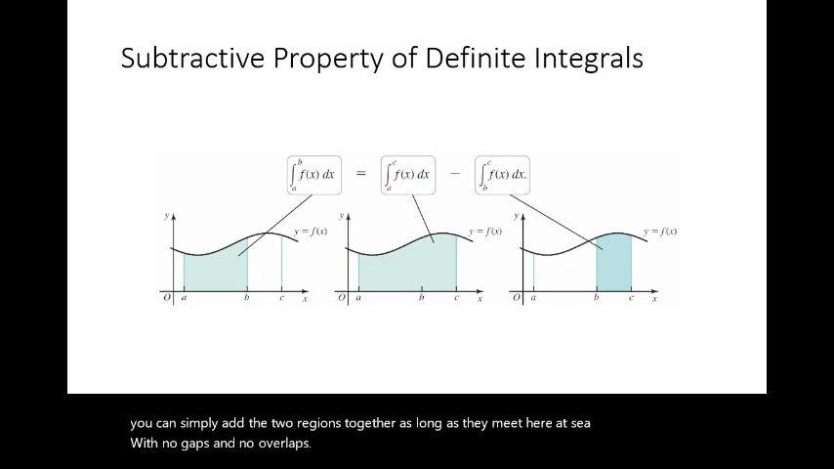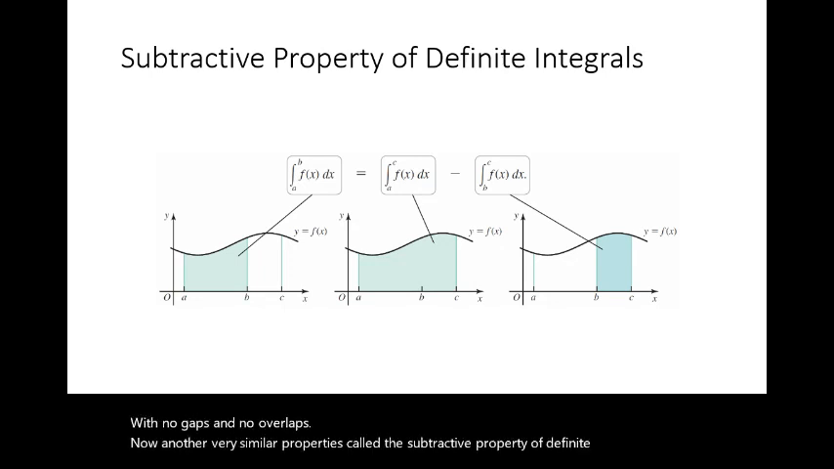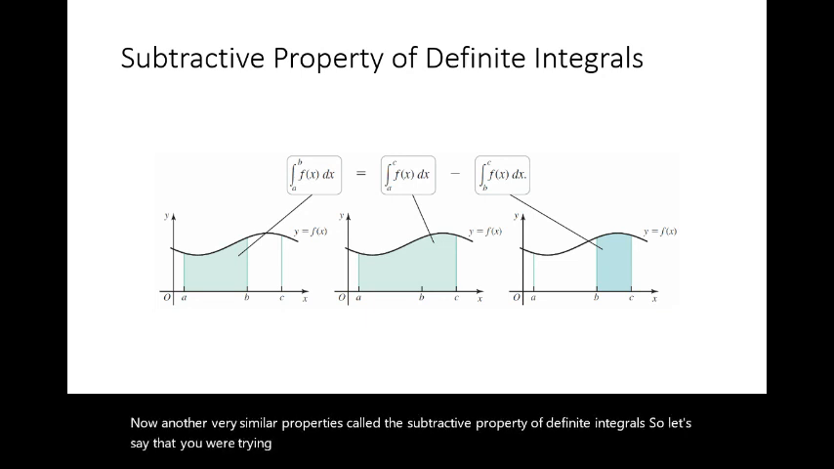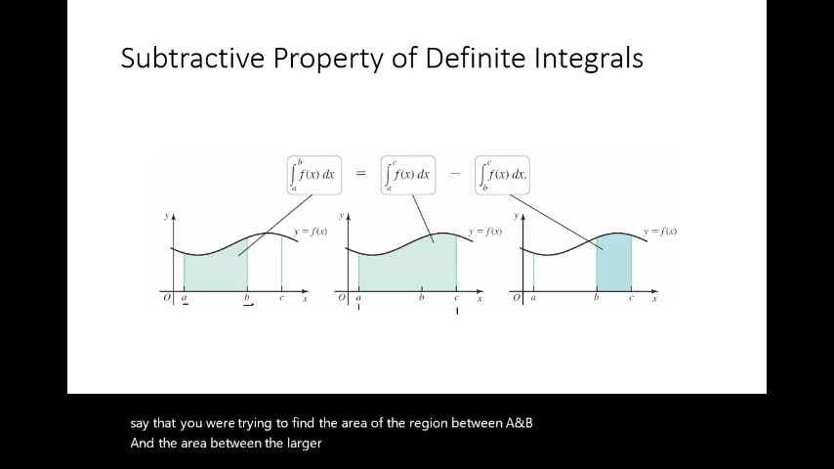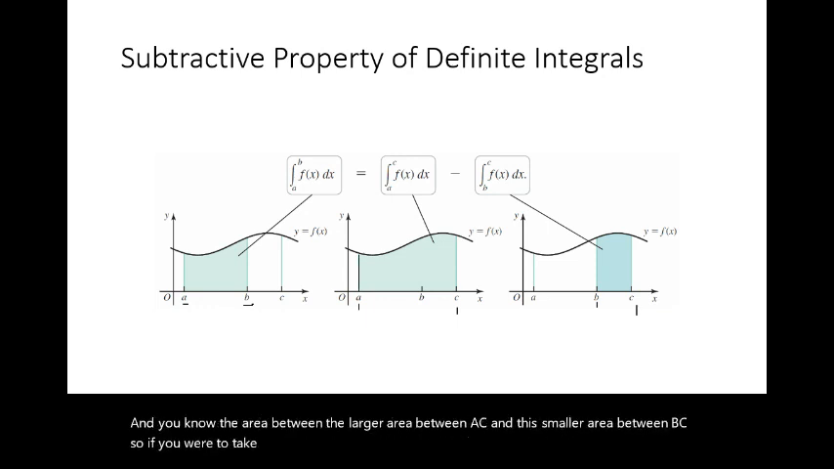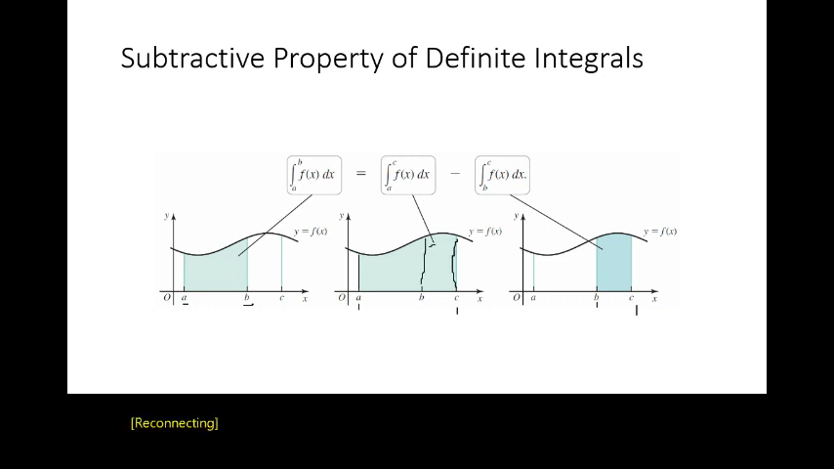Now, another very similar property is called the subtractive property of definite integrals. So let's say that you were trying to find the area of the region between a and b. And you know the larger area between a and c and this smaller area between b and c. So if you were to take the larger area between a and c, subtract out the area between b and c, you will be left with the area between a and b.